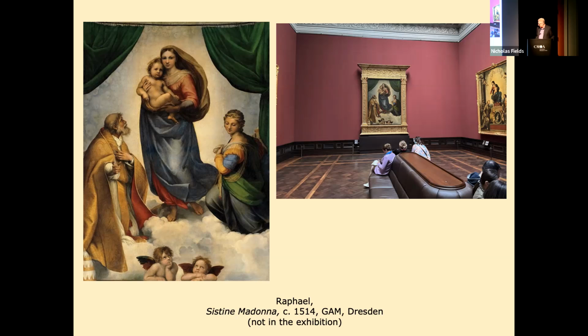So I've tried to be conscientious about signaling which works that I'm illustrating in my slide talk are not in the exhibition. And this is a destination painting. Sometimes it's called the Mona Lisa of Germany because it's so famous and people travel from all points to see the Sistine Madonna in the Dresden Museum. And I'll talk about the Madonnas of Raphael and how they figure into his work in a few minutes.